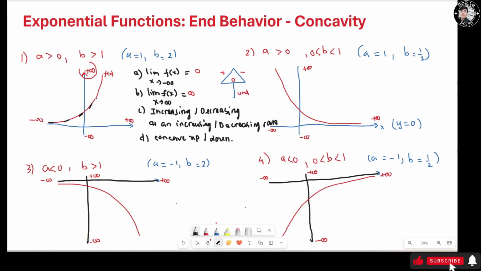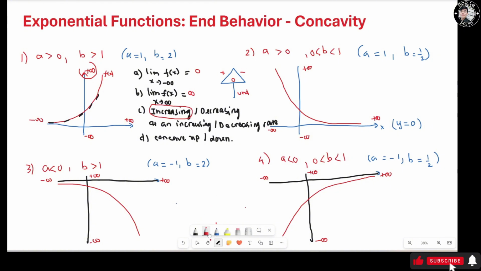And you see that it looks like this line right here, right? So the function is increasing, right? Now, is the function increasing at an increasing rate or decreasing rate?